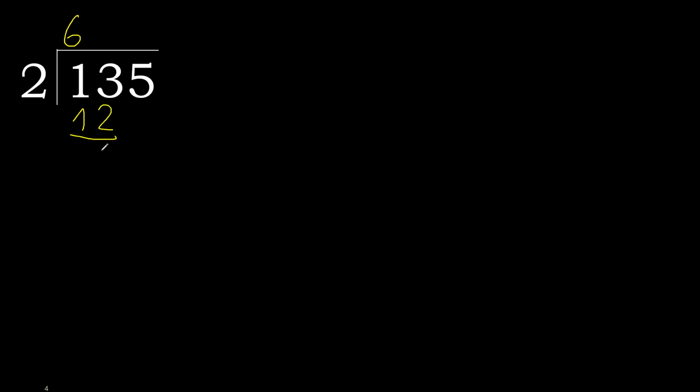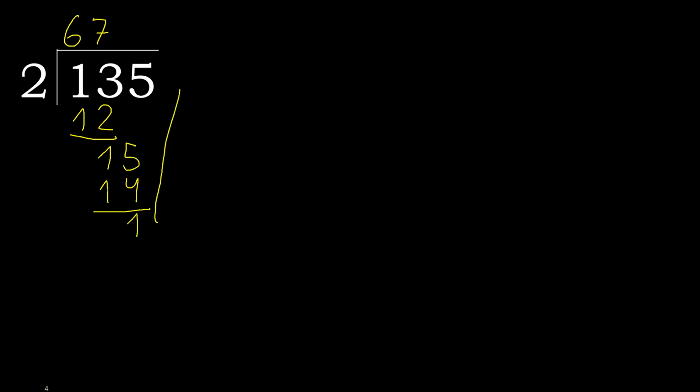Okay, subtract, remainder 1. Next, 15. 2 multiplied by 8 is 16. 16 is greater. 2 multiplied by 7 is 14. It is not greater. Okay, subtract, remainder is 1.